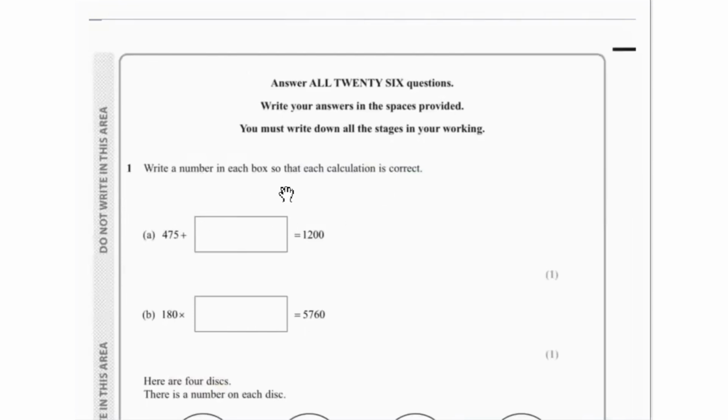It says write a number in each box so that each calculation is correct. So 475 plus something is 1200. What you'll do is you'll subtract 475 from 1200 and that's going to give us 725. Then 180 times something equals 5760. So now we divide 5760 by 180 and that's going to equal 32. So we're doing the reverse operation. When you take 475 to the other side, it gets subtracted. And when you take 180 to the other side, it divides.